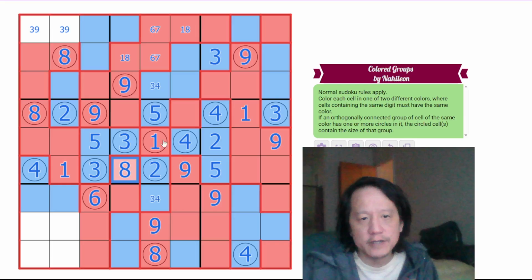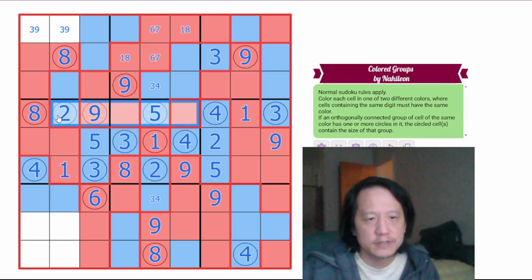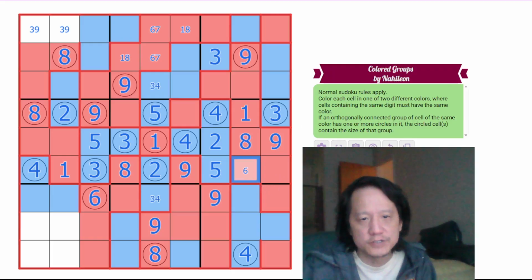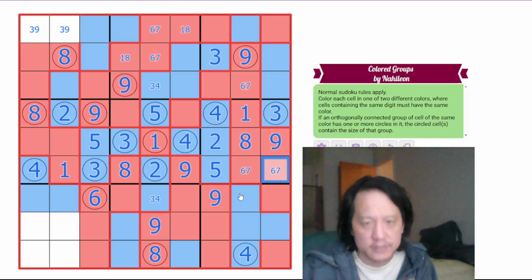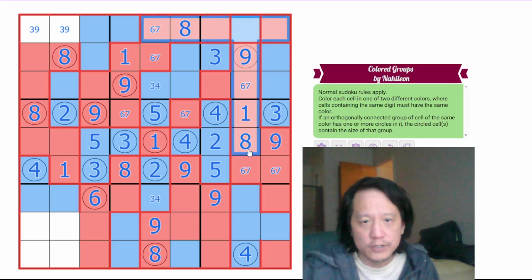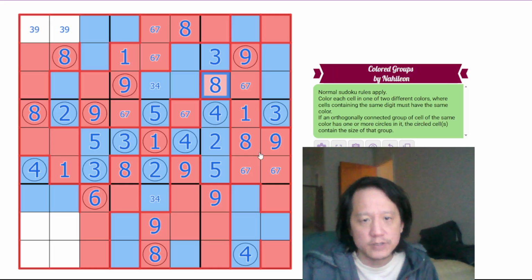This has to be 8 because there's no other place for it in box 5. So that makes this an 8 here. So this is 6, 7, 6, 7, 6, 7, 6, 7, 6, 7. 8 eliminates 8 here, so this is 1, which makes this 8. Where 8 cannot be here or here in box 3, so it has to be here. So this is a 1, 6, 7 pair.